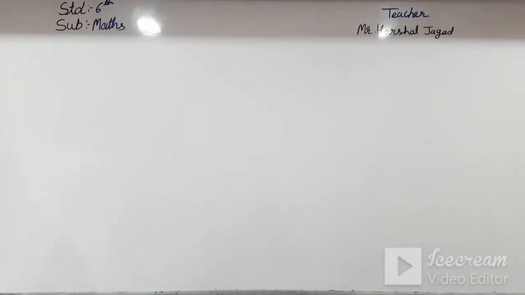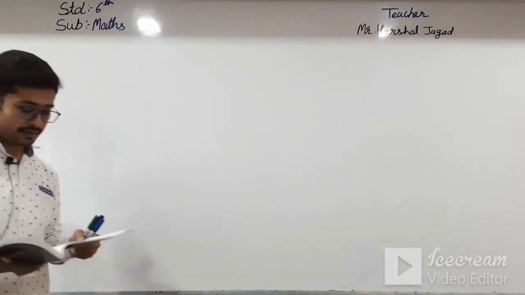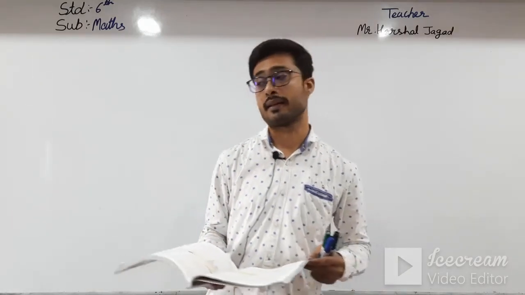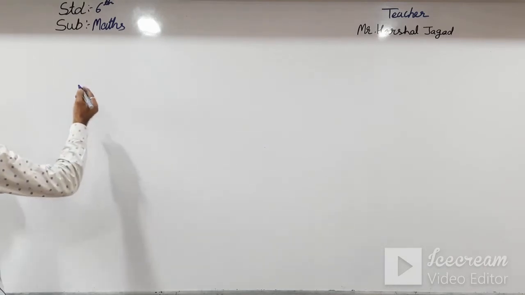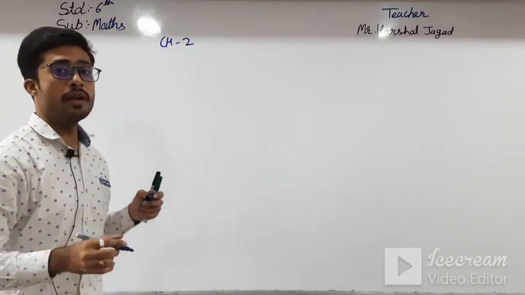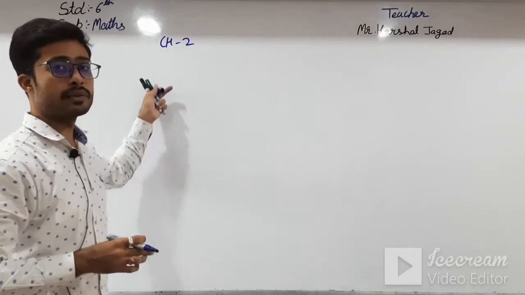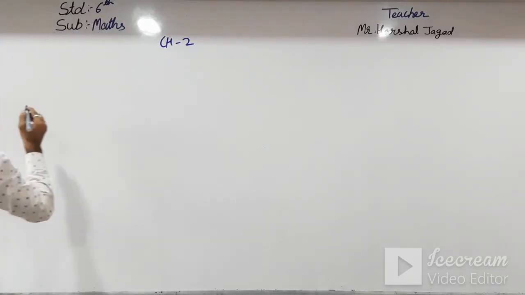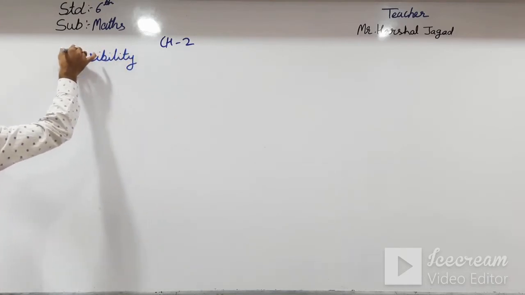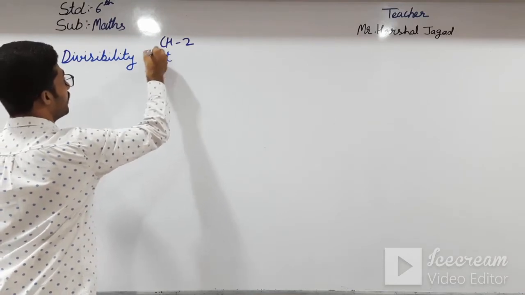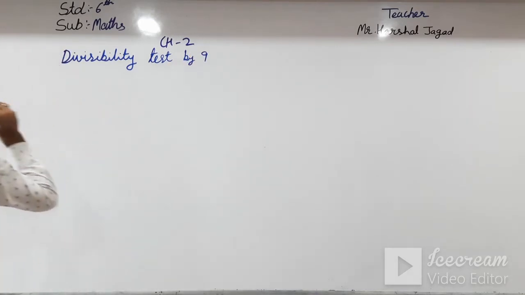Okay students, now see here, first of all we are doing the divisibility tests. We have just remaining 8, 9 and 10's divisibility test. Let us do that first of all. For 9, divisibility test for 9, what is important? I am just taking the example directly. First of all I am writing chapter 2 over here, divisibility test by 9.